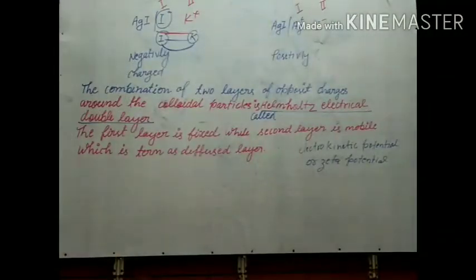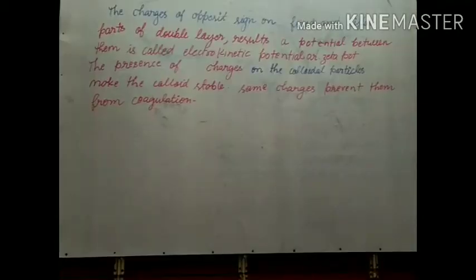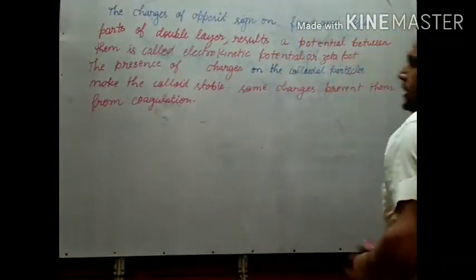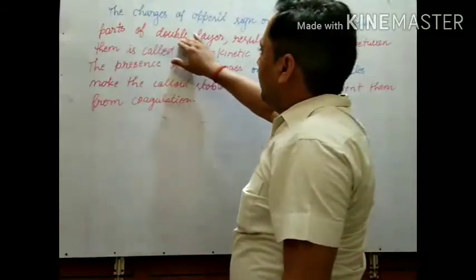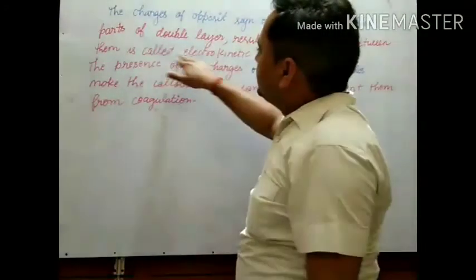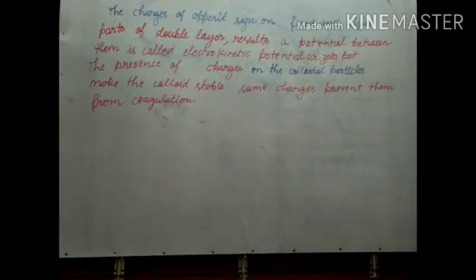So it can be defined as: the charges of opposite sign on the fixed and diffuse parts of the double layer result in a potential between them, which is called electrokinetic potential or zeta potential.